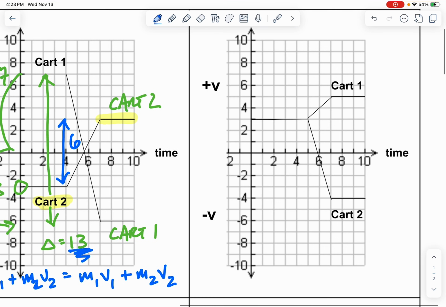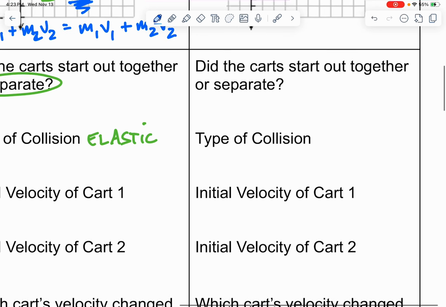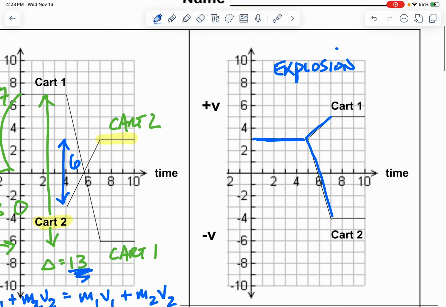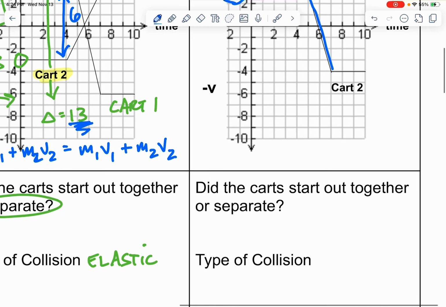The last one here we have is the graph on the right. Did they start out separate or together? Where there's only one line, so they started out together, and then they separated. And so this is an explosion type of collision. So they start out together and they break apart. So that's what we have there. Velocities: the initial velocity of both of them is 3 meters per second. That's your initial velocity at 3.